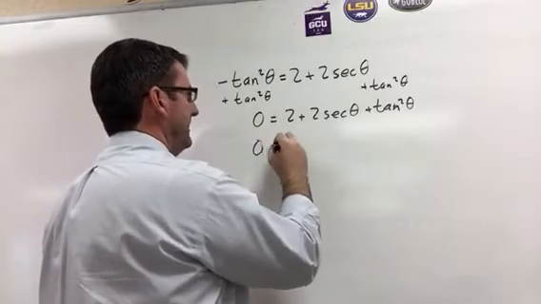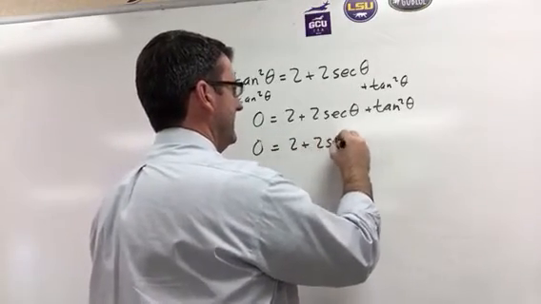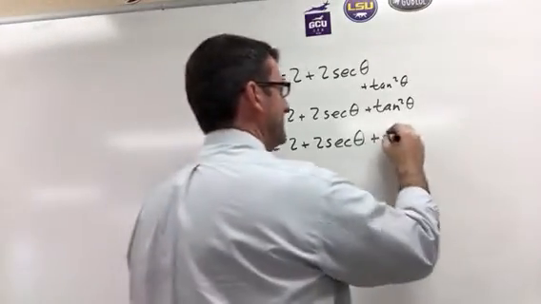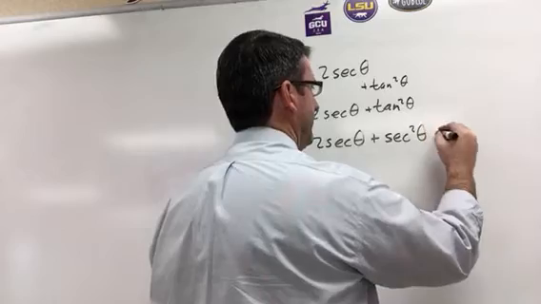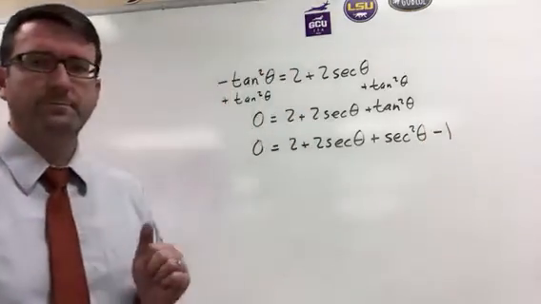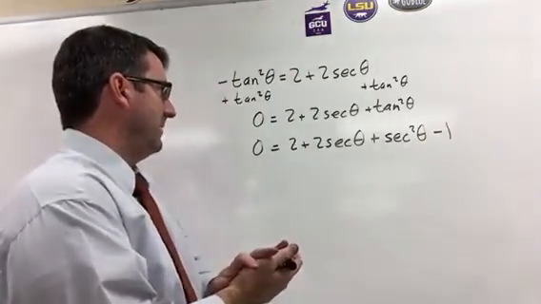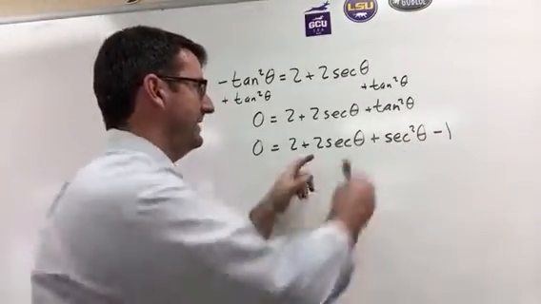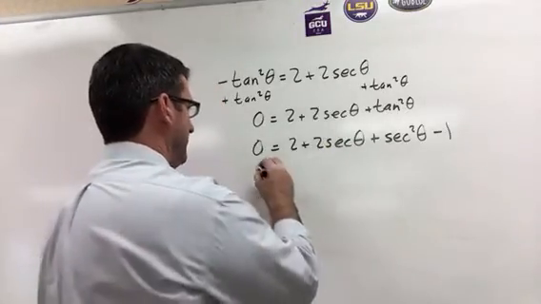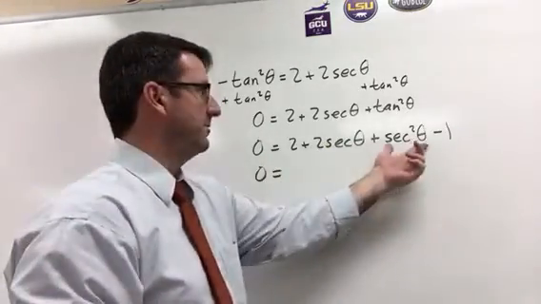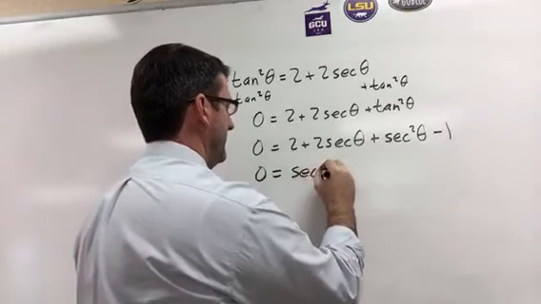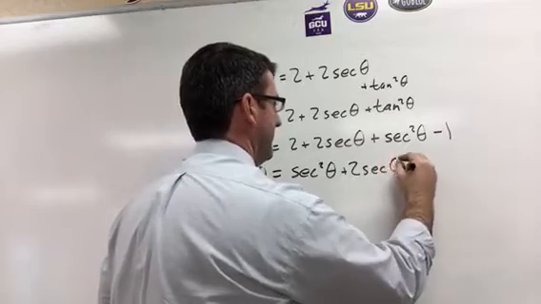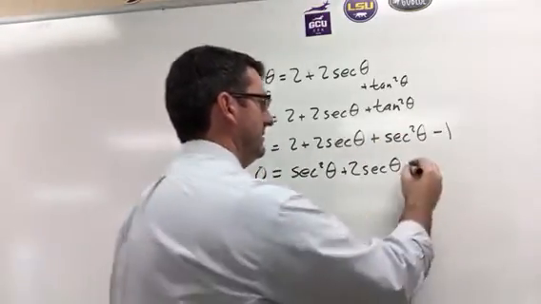So we get 0 equals 2 plus 2 secant theta plus secant squared theta minus 1. All right, so now let's combine these two like terms. 2 minus 1 is 1. And then let's also rearrange this to make it easier to factor. So we'll put the secant squared first. Secant squared theta plus 2 secant theta, and then plus 1.